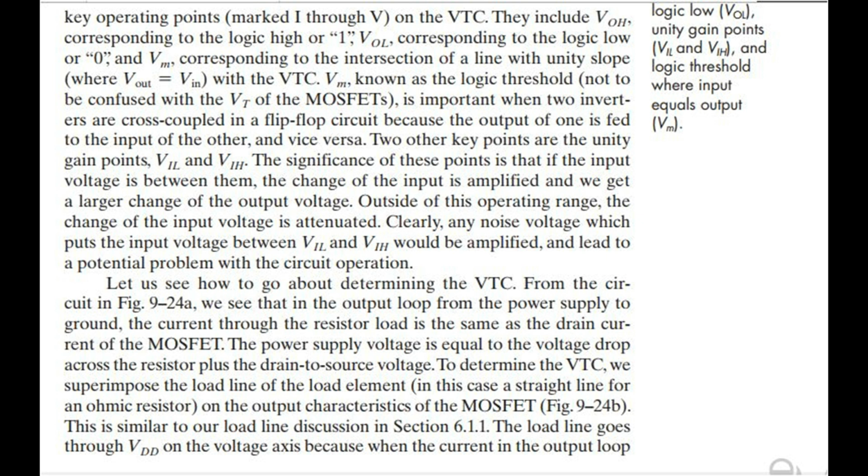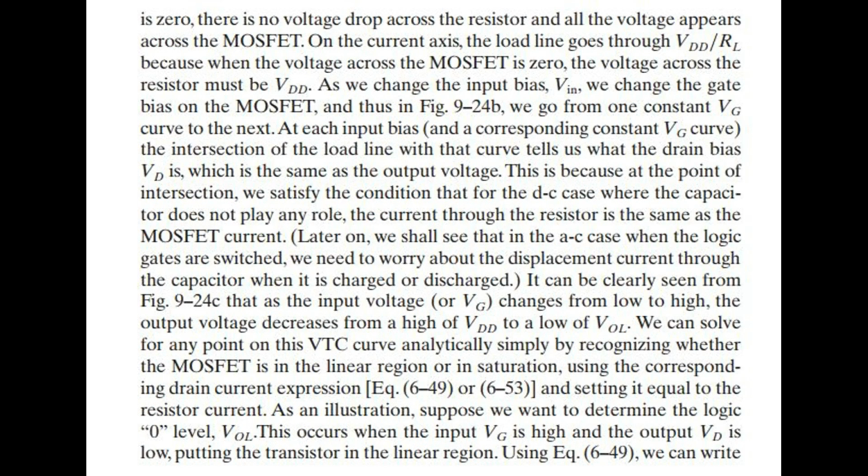This is similar to our load line discussion in section 6.1.1. The load line goes through VDD on the voltage axis because when the current in the output loop is 0, there is no voltage drop across the resistor and all the voltage appears across the MOSFET. On the current axis, the load line goes through VDD/RL because when the voltage across the MOSFET is 0, the voltage across the resistor must be VDD.